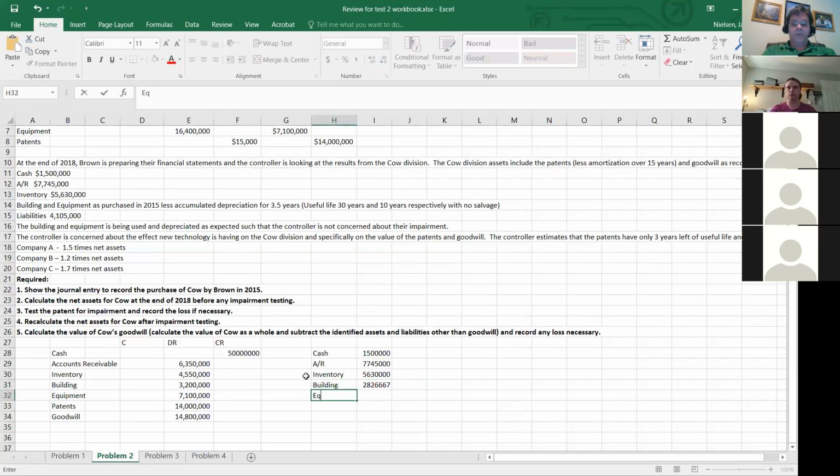Equipment, same basic idea. 7,100,000 minus 7,100,000 divided by 10 multiplied by 3.5. All right, so $4.6 million in equipment still.